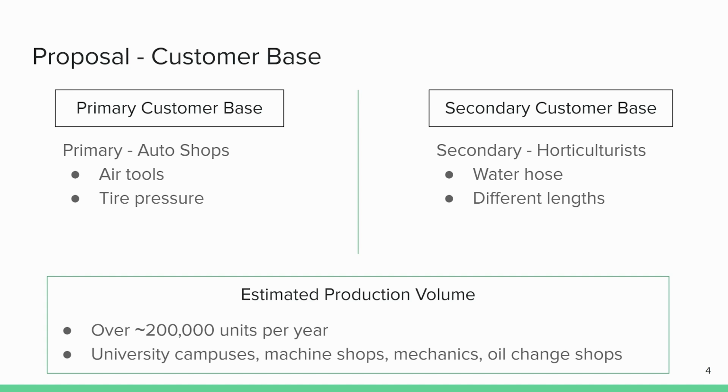Our secondary customer base are horticulturists, which are professional gardeners, and since the majority of elders choose to pick up gardening, having our redesigned, easily maneuverable hose reel will make gardening significantly easier.